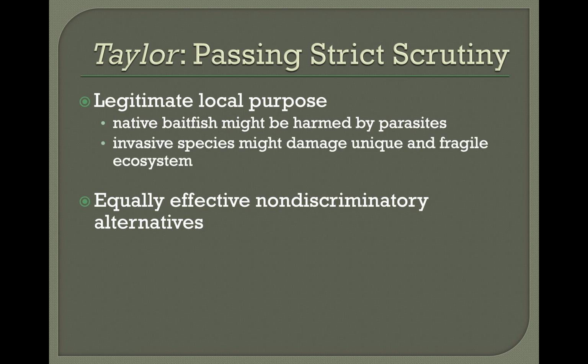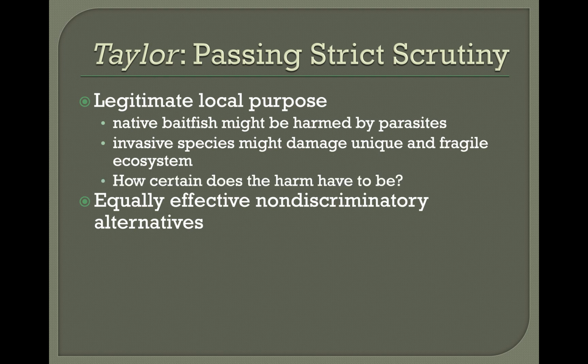And then the second concern about invasive species, it's highly likely that an invasive species would damage a unique and fragile ecosystem. We don't know what invasive species might be present in a shipment, and depending on what species come in, it's unknown what damage such a species could cause to the local ecosystem.